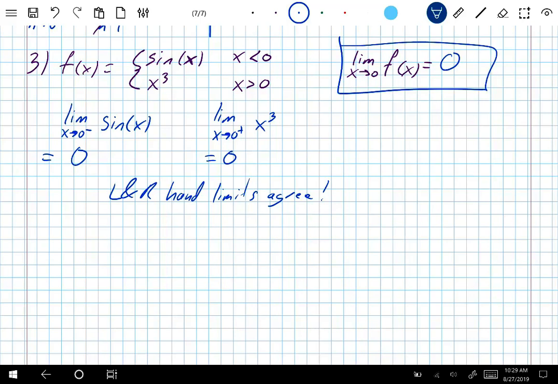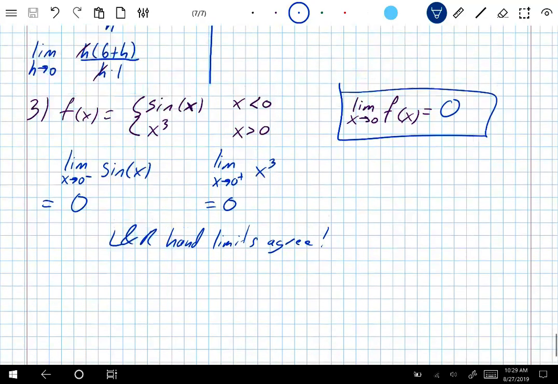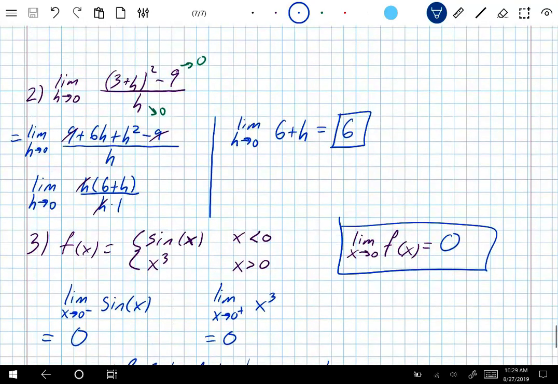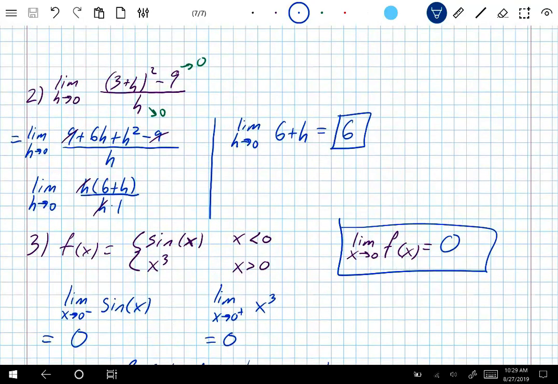Okay. If they did not agree, we would not have a limit, and we would have, in fact, a jump, unless one of them was infinite. If one of them was infinite, we'd have an asymptote. Cool. That's it for this warm-up. Hopefully that is a little bit of practice on taking limits under a few different circumstances. All right, enjoy the rest of the lecture.